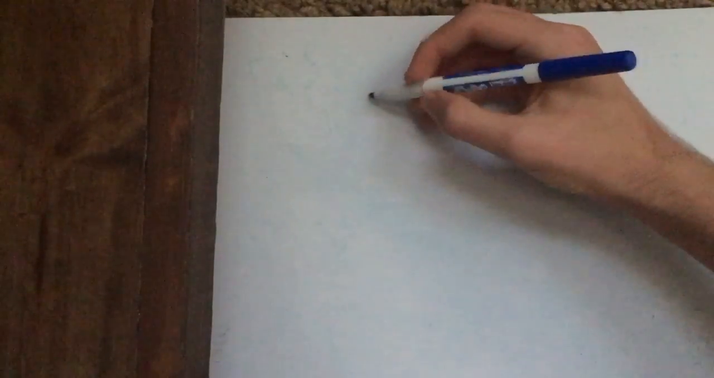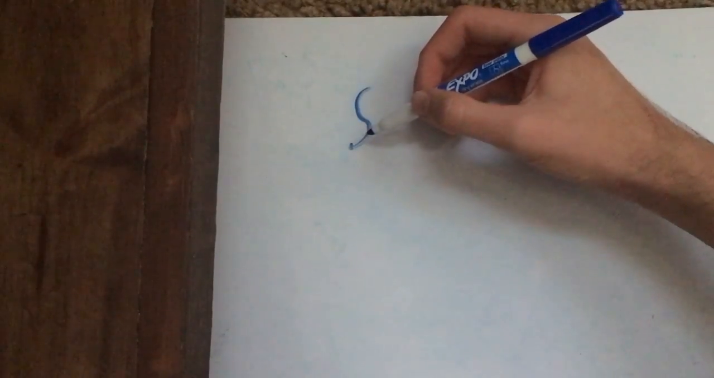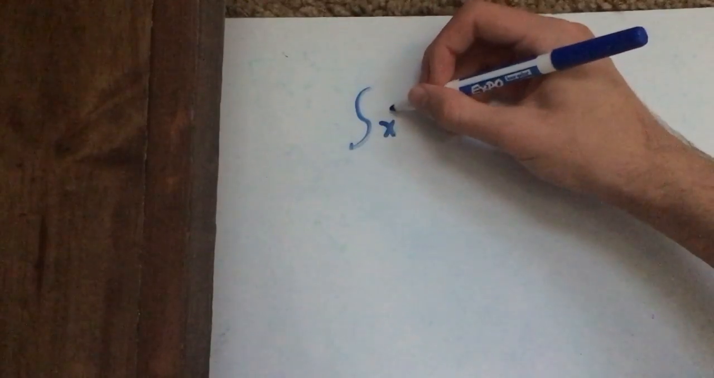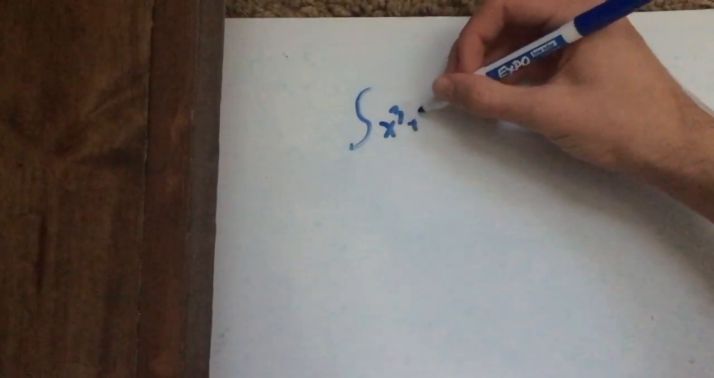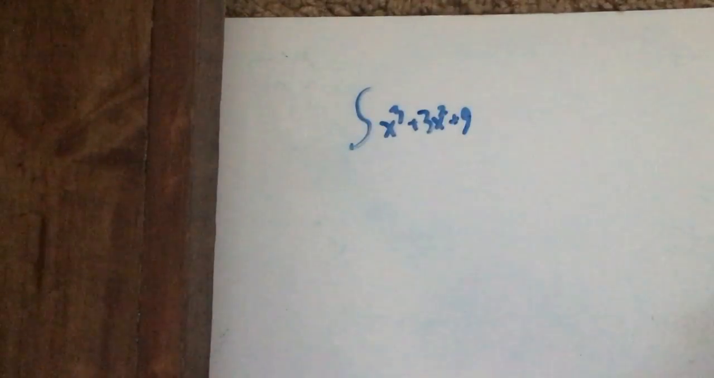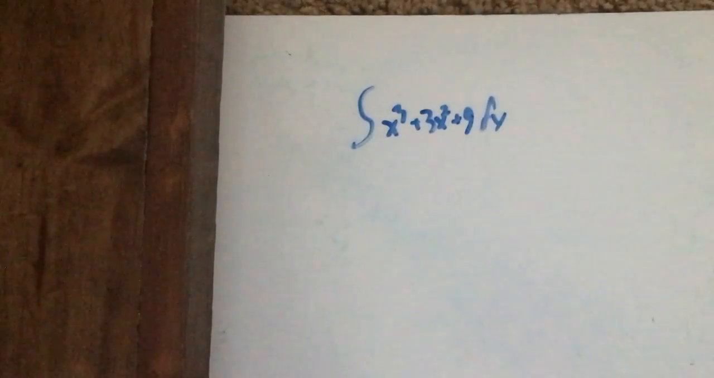Hello. Today I'm going to teach you everything there is to know about u substitution. So let's say you're trying to find the antiderivative of something. And for the beginning, let's start off with something simple, like x cubed plus 3x squared plus 9 dx.